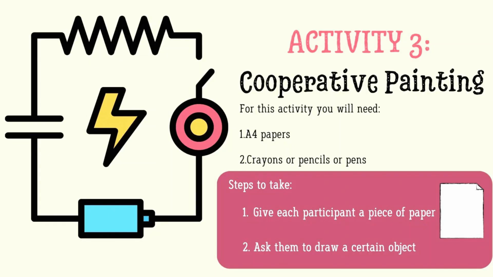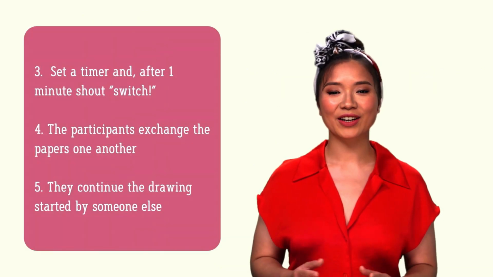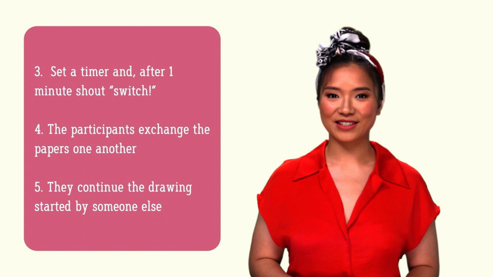Activity 3. Cooperative painting. For this activity, you will need A4 papers, crayons or pencils or pens. Give to each learner a piece of paper. Now, ask them to draw a certain object. You can choose the subject of your drawing depending on the topic you're using this activity to address. For example, if you're studying equations, you may want to ask your participants to start drawing one element that they believe is key in an equation. If you're teaching them how to build a parallel circuit, you might ask them to start drawing the circuit.